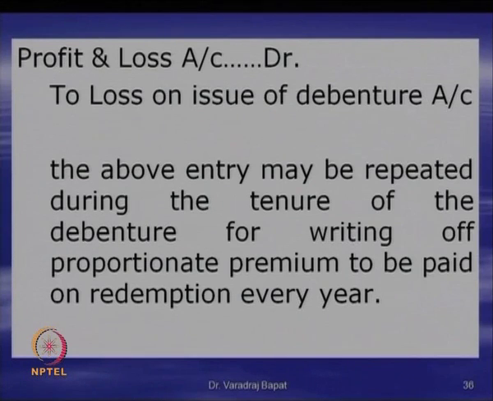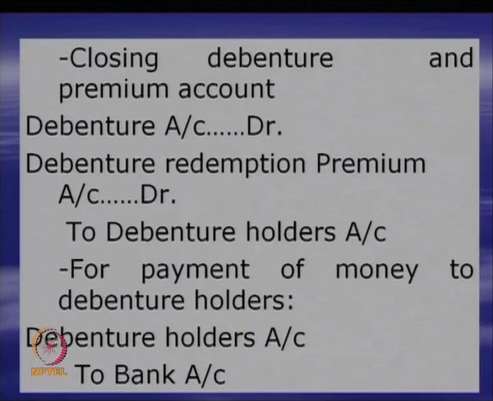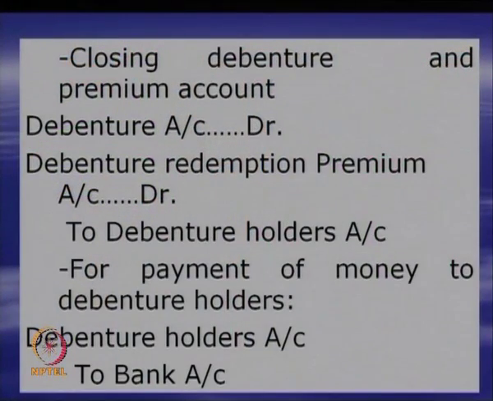This may be done at one time, or it may be done proportionately every year. So we may have, say it is 6 rupees and debentures have a life of 3 years, we may write off 2 rupees in each year. Debenture account, while it is closed, there is a slight difference you can see. Debenture account debit, debenture redemption premium account is also debit to debenture holders account. So what is happening is, 100 rupees debenture, 6 rupees premium, so debenture account debit for 100. Debenture redemption premium account for 6 rupees, and total of 106 rupees is credited to debenture holders account. And next entry is, of course, for making the payment, so debenture holders to bank.